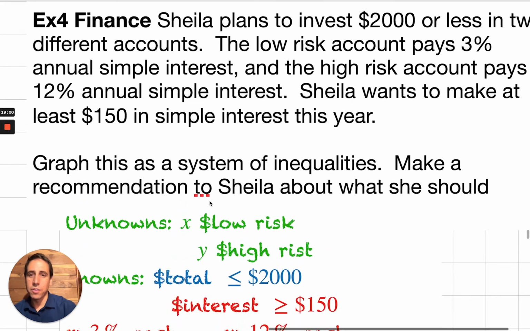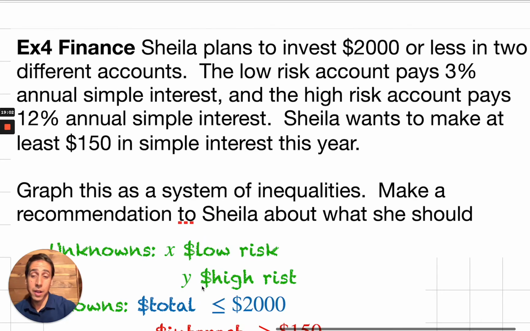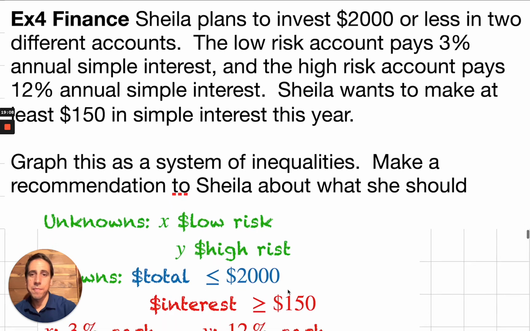So what are the unknowns? I'm going to choose X and Y because I know I'm going to be graphing them later on. So X is going to be low risk. Y is going to be high risk. And then the total.